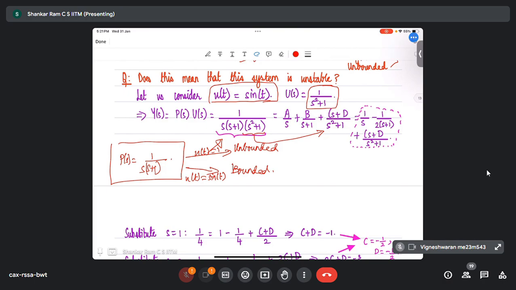But would we want such a system in practice? Certainly not, right? You and I don't want to design such systems. Why? Imagine a vehicle suspension being like 1 by s times s plus 1, just for the sake of argument, right? Let's say the vehicle suspension transfer function is this. So the car body displacement is the output, right? And the tire displacement is the input. Imagine that we go off a sidewalk. That's like a step, isn't it? Or into a pothole. Correct? By this derivation, what will happen?